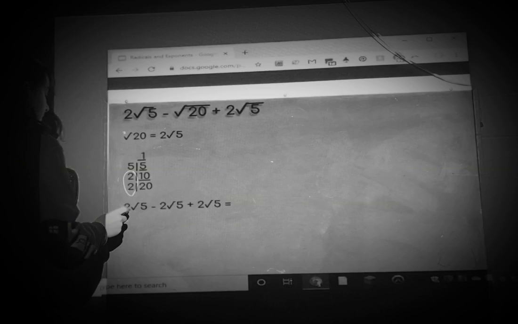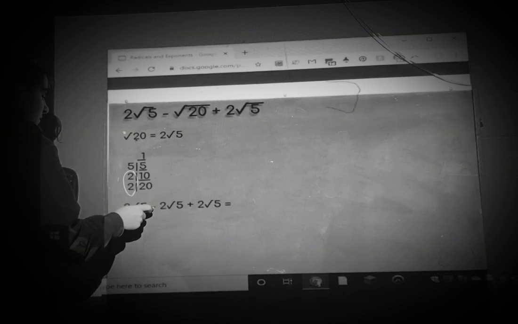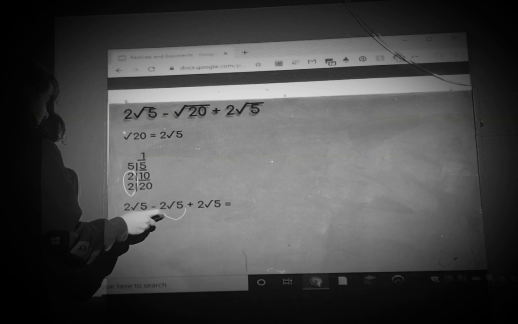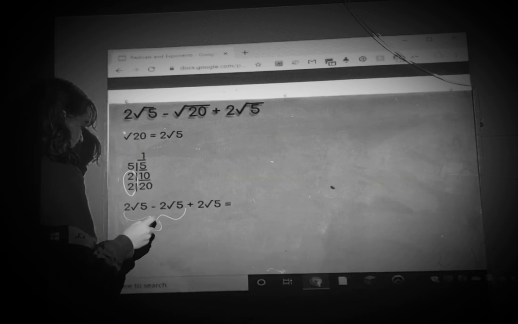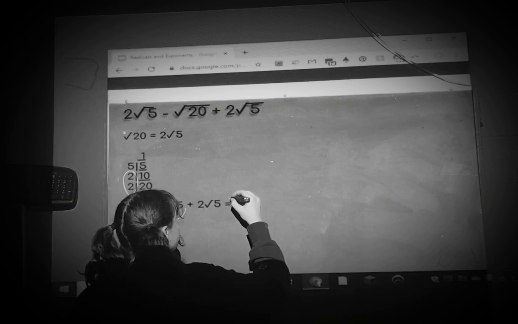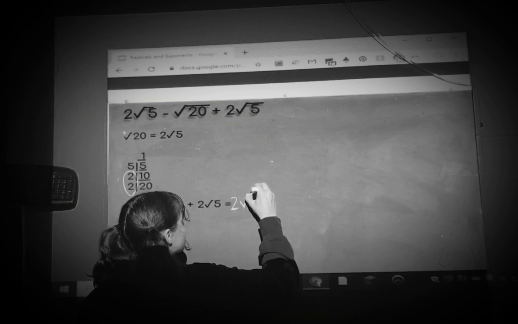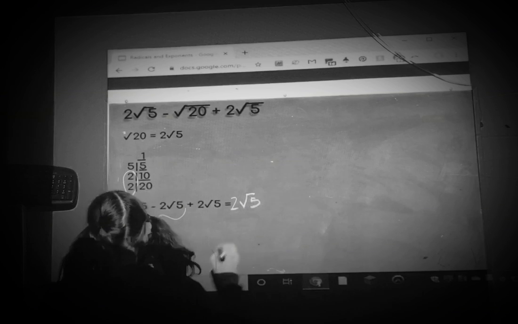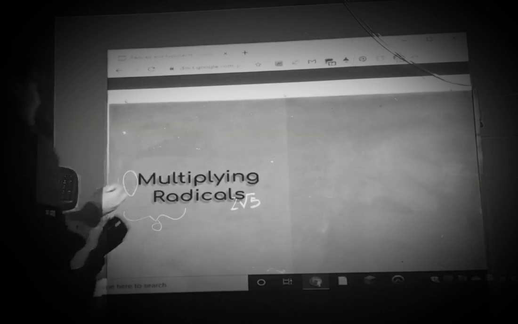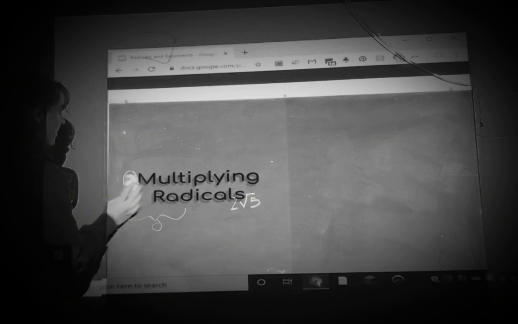So now we have 2 square root 5 minus 2 square root 5 plus 2 square root 5. So this is 0. Then we have 0 plus 2 square root 5. Which means the answer is, yep, you guessed it, 2 square root 5. Okay. Now to multiply radicals.